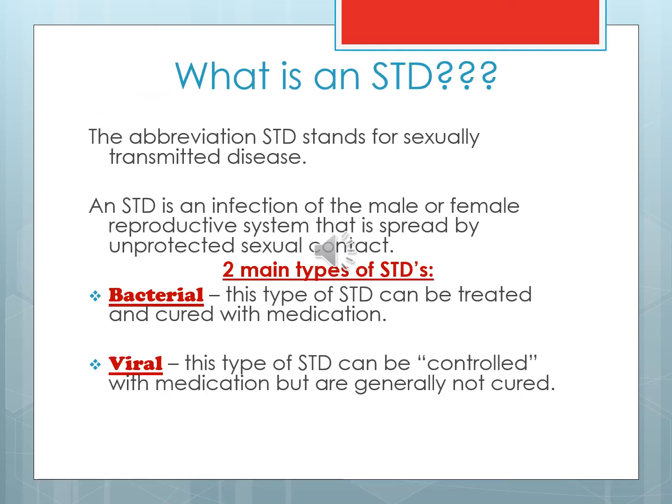So what is an STD? The abbreviation STD stands for sexually transmitted disease. A sexually transmitted disease is an infection of the male or female reproductive system that is spread by unprotected sexual contact. There are typically 2 main types of STDs, the first being bacterial and the second being viral. There are other causes of STDs, but these are the most common.